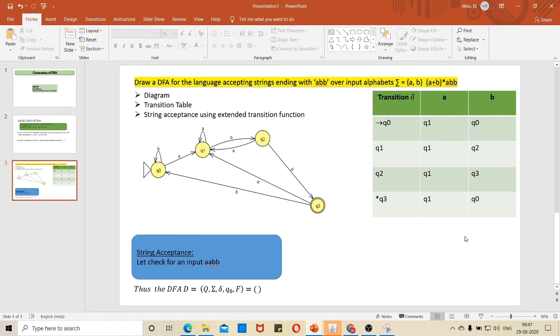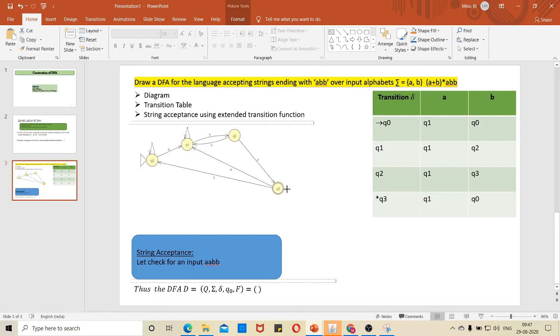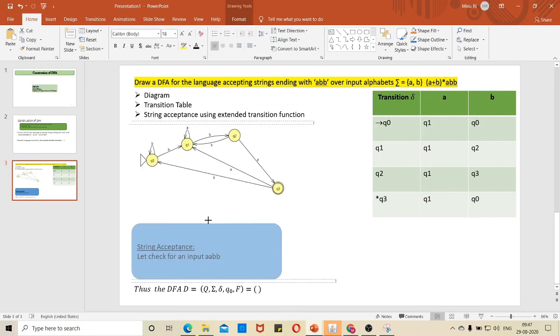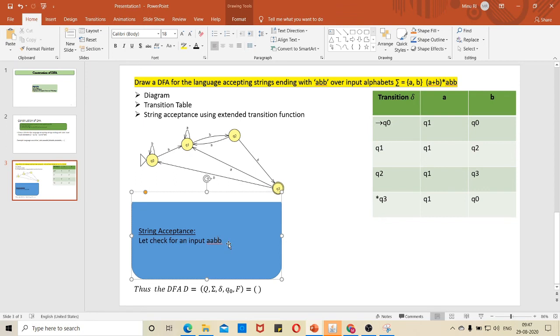So, do not forget to write a transition table for your designed DFA. Okay, fine. So, now the next important concept we are going to see is writing the string acceptance using the extended transition function. For writing the extended transition function, I have to use a symbol called delta cap.